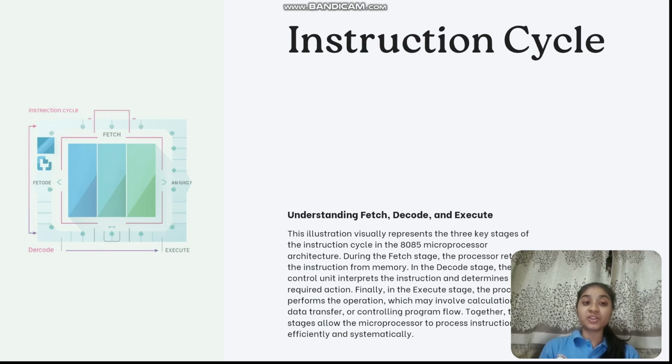Now we will be seeing the instruction cycle. So now let's see what the instruction cycle is: how the processor actually executes the instruction. This process is called the instruction cycle and it mainly consists of three steps: fetch, decode and execute. First, in the fetch stage, the processor retrieves the instruction from memory. Next, in the decode stage, it interprets the instruction to understand what action needs to be performed. Finally, in the execution stage, the processor performs the required operations using components like the ALU. This cycle keeps repeating continuously while the program is still running.